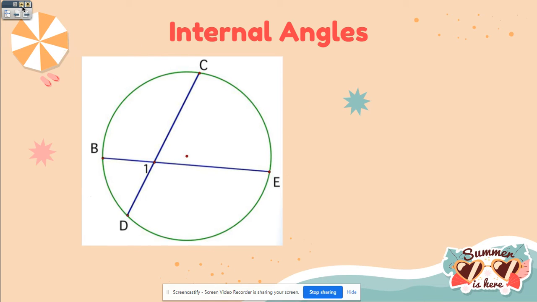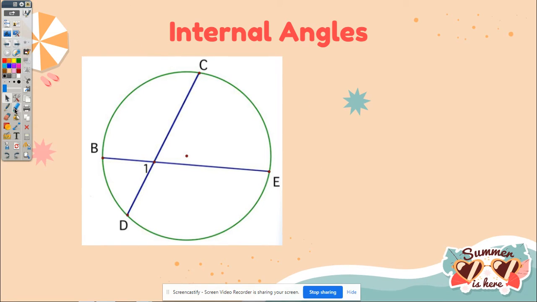So first, let's talk about the angles that appear inside. That is what we call internal angles. If we're talking about angle 1, we are talking about this angle right here. Angle 1 is going to be related to two arcs. The two arcs that angle 1 is related to are arc BD and arc CE.